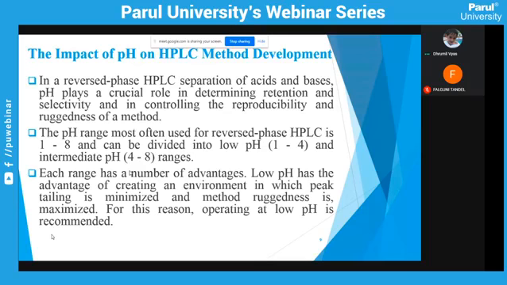So now we are able to know the pKa of the compound. We are also able to select the buffer. So we can easily identify at what pH we have to work. In the coming slide, I would like to discuss the impact of pH.